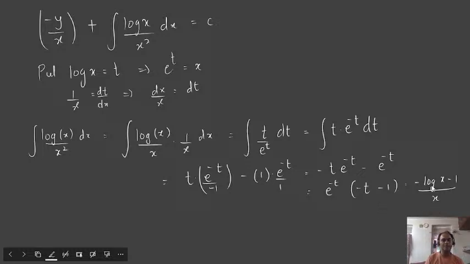Okay, so this is your answer for your log x square integration. Therefore you have minus of y over x plus log of x over this, rather minus log x minus 1, whole thing over x equals to c. This will be your final answer. You can simplify a bit more if you want, otherwise I don't think there is any need of simplification. It will be just shifting the terms here and there.